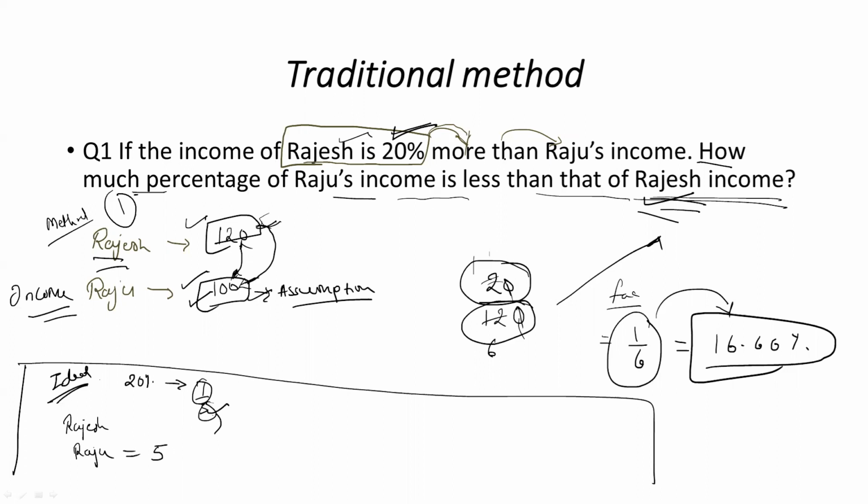Let me first make it clear. They have told that Rajesh's income is 20% more than Raju's income. So I consider this 5 as Raju's income. 5's 20% is nothing but 1. So Rajesh's income will be 20% more than Raju's income. As soon as I consider Raju's income as 5, Rajesh's income will automatically become 5 plus 20% of 5, which is 1, so 5 plus 1, that is 6. So Rajesh's income becomes 6 and Raju's income becomes 5. The difference is 1, and we have to calculate it with respect to Rajesh's income, that is 6. So 1 by 6 is nothing but 16.66%.